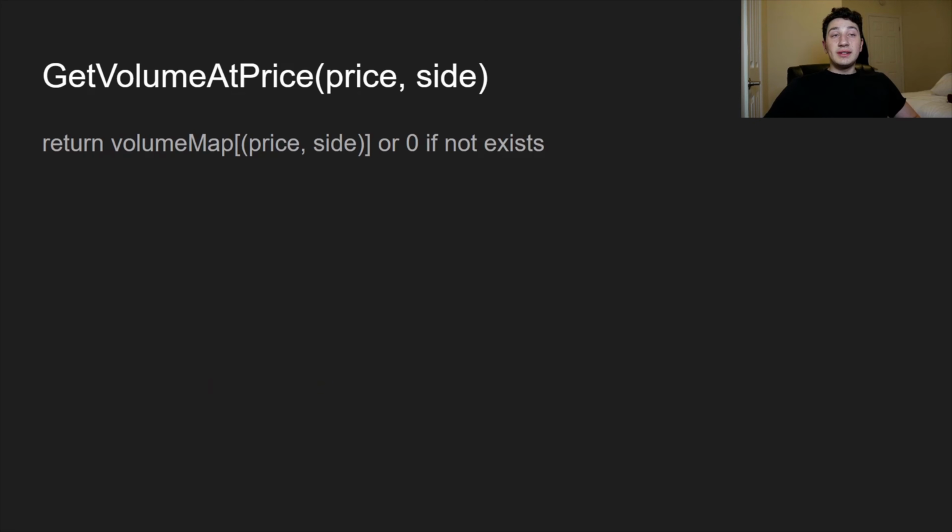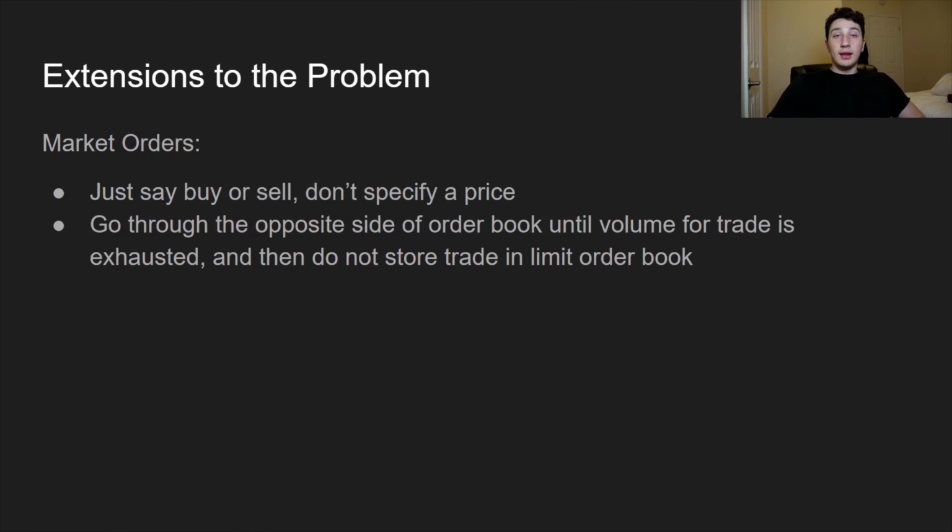The last piece of the puzzle is getting the volume at a specific price, where all we're literally going to do is call the volume map, because we already have this listed out for ourselves, which is really great. So we return the volume map with a given price, and we'll get the corresponding volume. And if it's not in the hash map already, we're going to return 0. There's nothing in there. Easy enough. Whew! Okay, moving on.